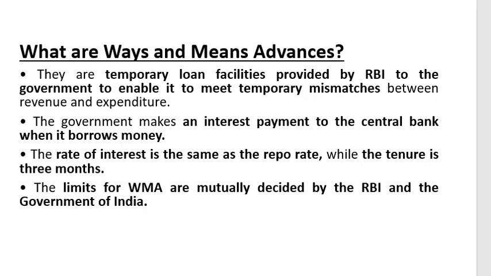So basically, ways and means advances are temporary loan facilities provided by the RBI to the government to enable it to meet temporary mismatches between revenue and expenditure.